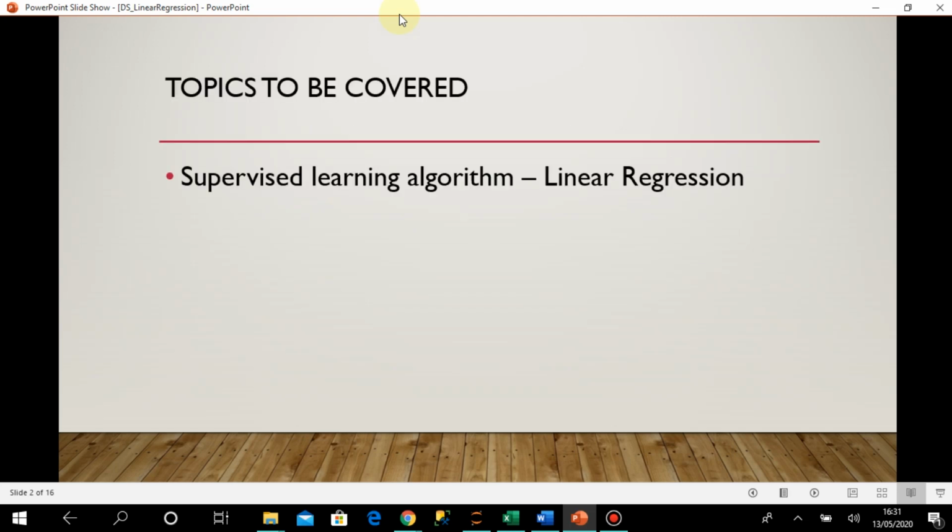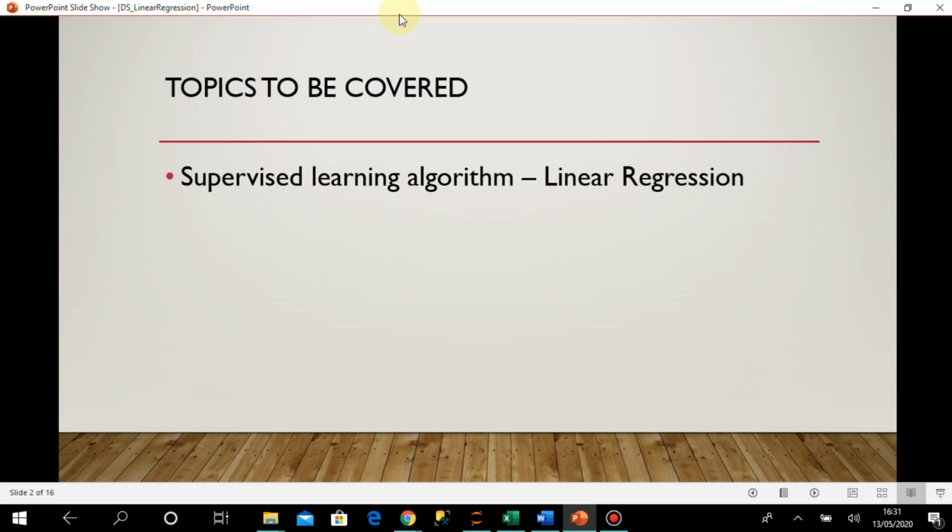Our next machine learning algorithm is linear regression. It is a supervised learning algorithm, and it mainly works for continuous type of target data. As I told you earlier, supervised learning can be divided into two types: regression and classification. When we have different categorical data as output, we go for classification, and when we have continuous type of target data, we go for regression.